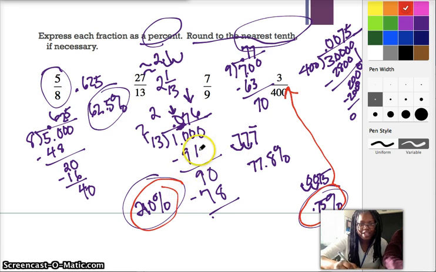Red circles. Red circles. I don't have how a red circle rolls. I'm sorry, sweetheart. I really do apologize.